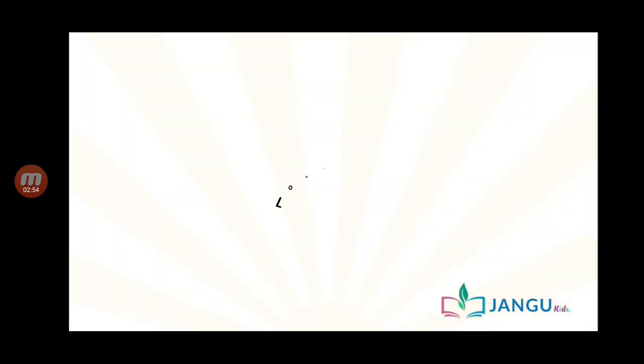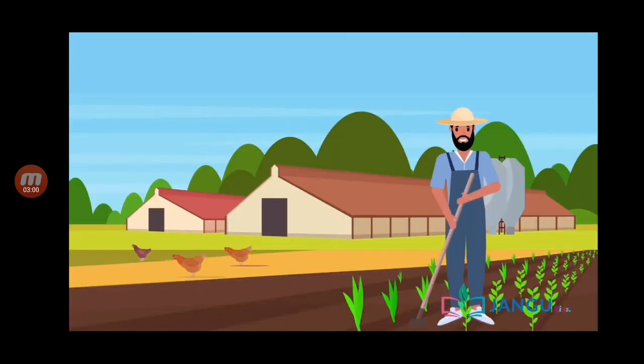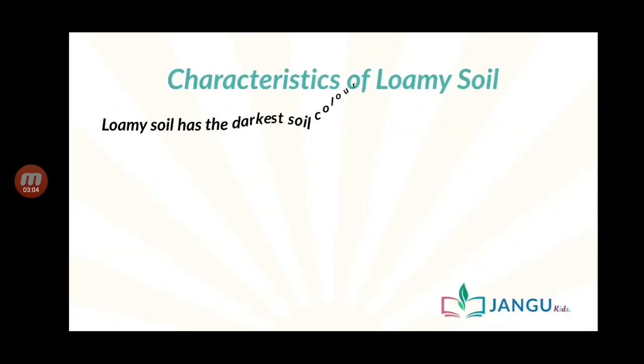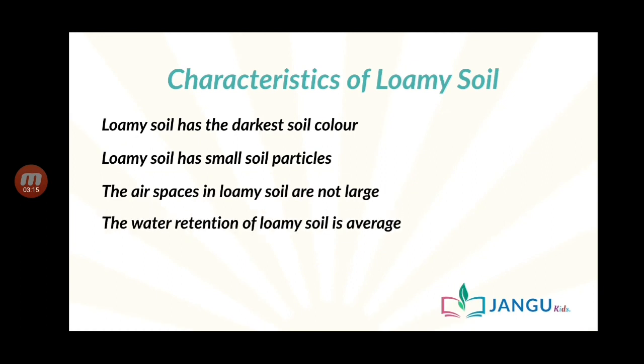Another type of soil is loamy soil. Loamy soil is used for planting, so you can find loamy soil in farms. Loamy soil has fine texture. Loamy soil has the darkest soil color. Loamy soil has small soil particles. The air spaces in loamy soil are not large, and the water retention of loamy soil is average.